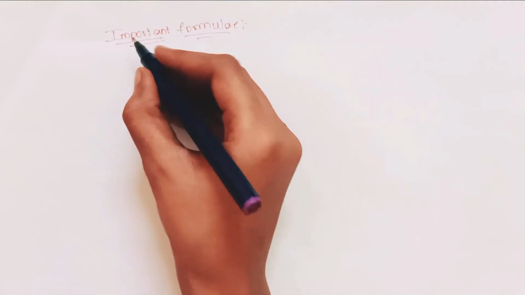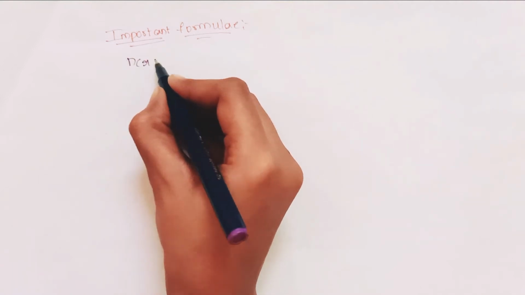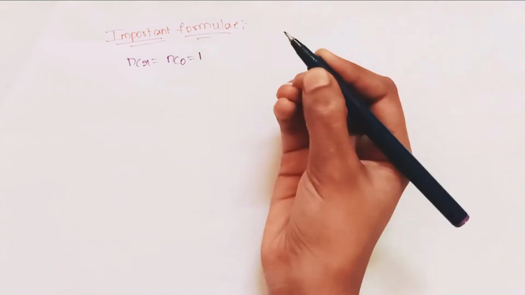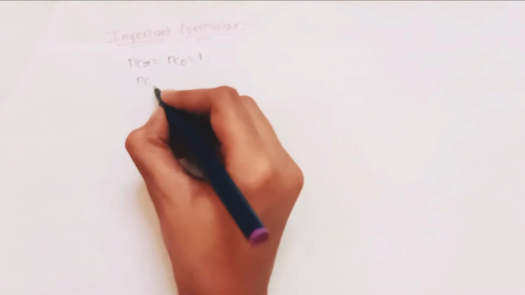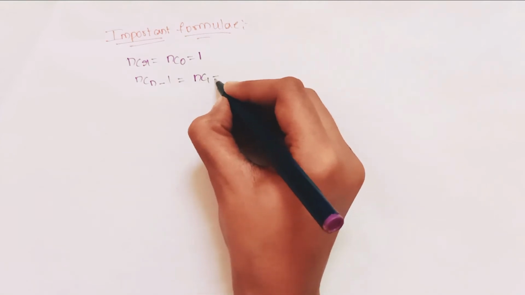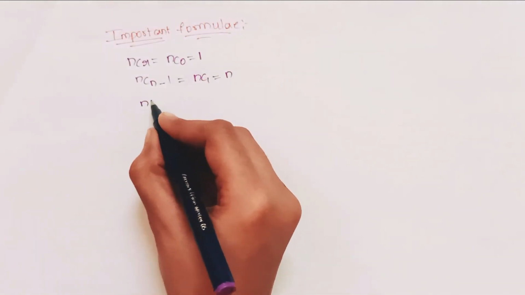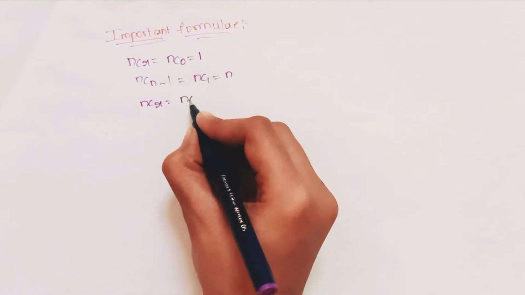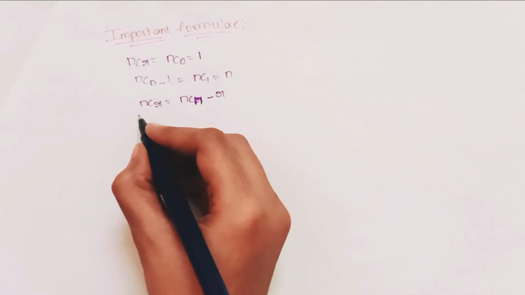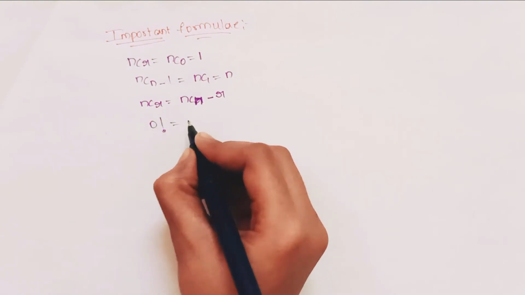Now the important formulas: nC0 is equal to 1, nCn is equal to 1, nC1 is equal to n, and nCr is equal to nC(n minus r), where 0 factorial means 1.